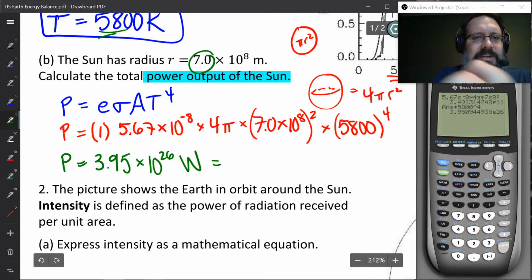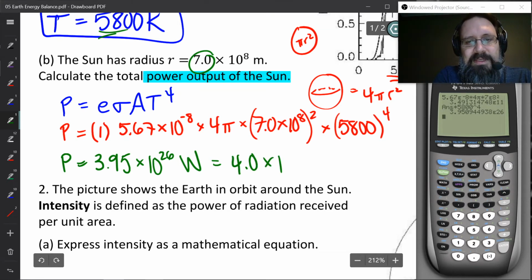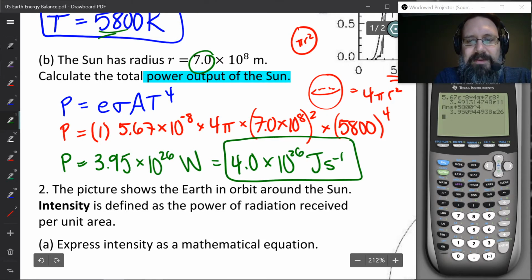Also, these are only 2 sig figs up there as well. So we're going to write this as 4.0 times 10 to the 26th. And then realize that's joules per second. That's what a watt is. So I just want you guys to think about this for a second.